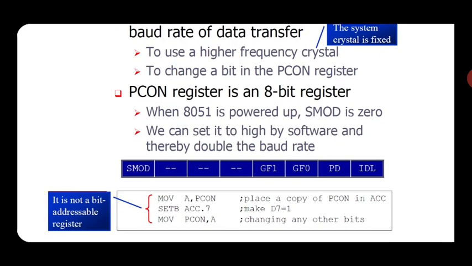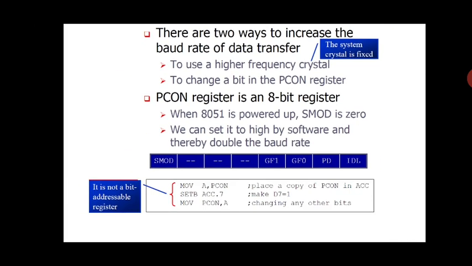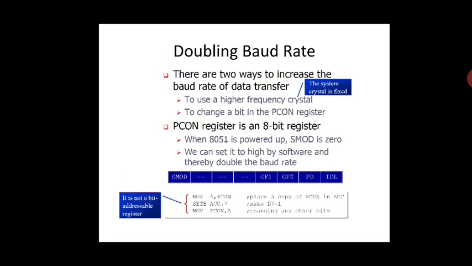Look at the instructions. The first one copies the content of PCON into A, placing a copy of PCON in the accumulator. Then SETB ACC.7: usually the SMOD bit of PCON is 0, meaning it is operating at the normal baud rate. If it is set to high, it will start working at double the baud rate. The third instruction, MOV PCON, A, copies the content of A into PCON. This is a quite easy operation to double the baud rate.